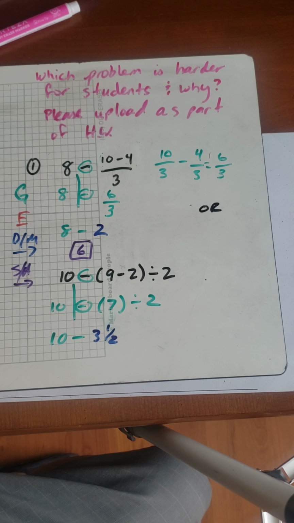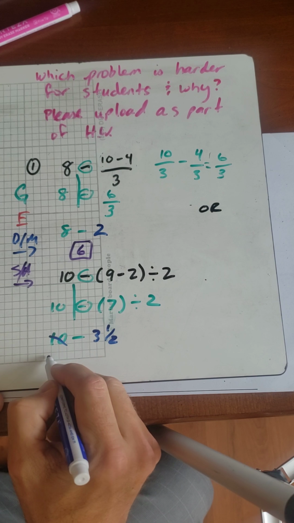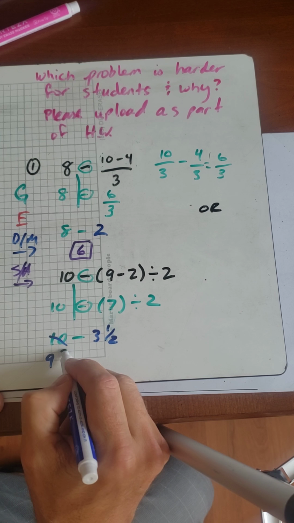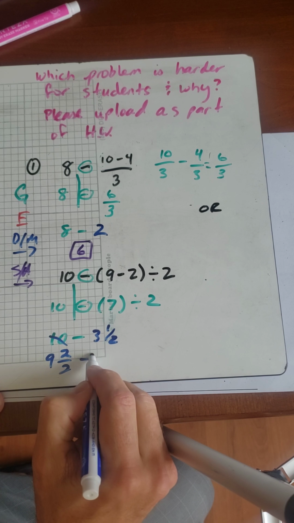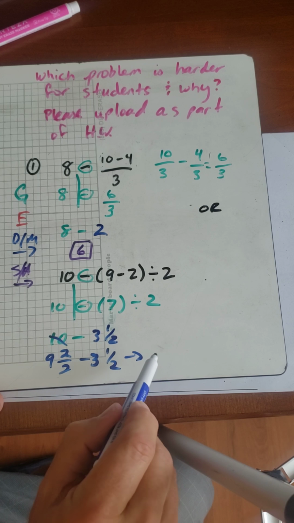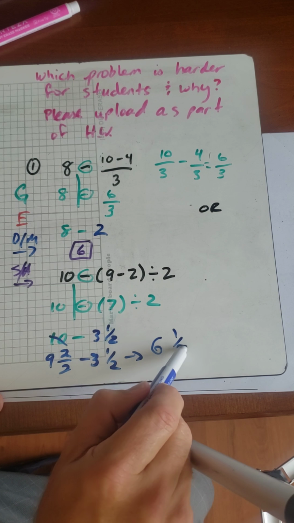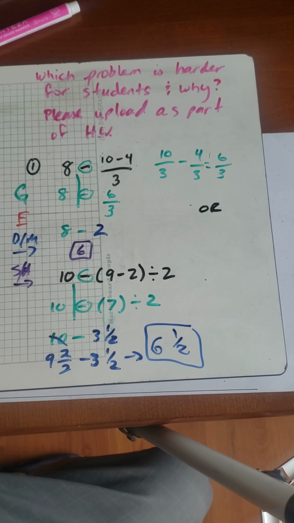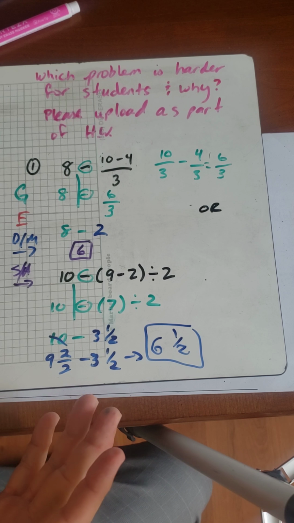Hopefully at this point we're pretty good at that. I'm going to do this. We're going to do 9 and 2 over 2 minus 3 and 1 over 2, which is equal to 6.5, or however you do it. I don't really care at that point, but you get to the right answer. Okay? Okay, so there's a couple of problems.